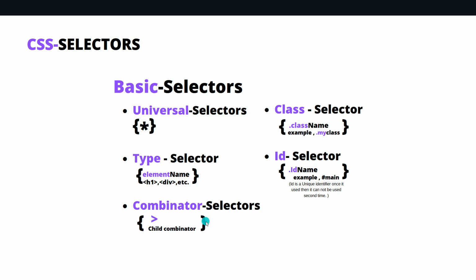And as for the combinator selector, we only learned about the child combinator. As you can see here, the greater than sign we can use to select elements of that parent. We can select the child using the child combinator, so it will only select the child of that parent element.